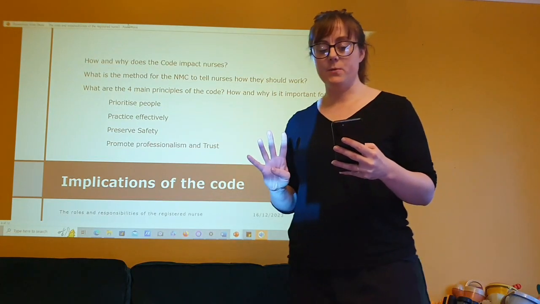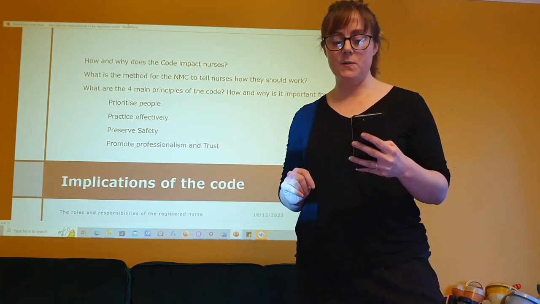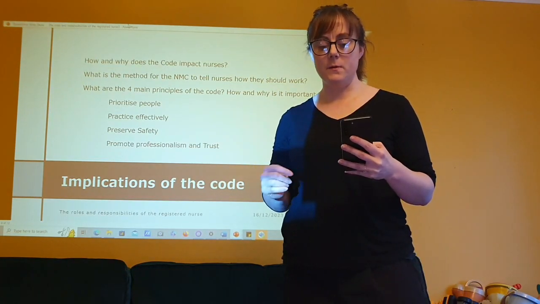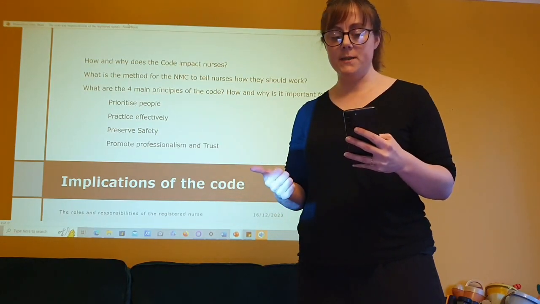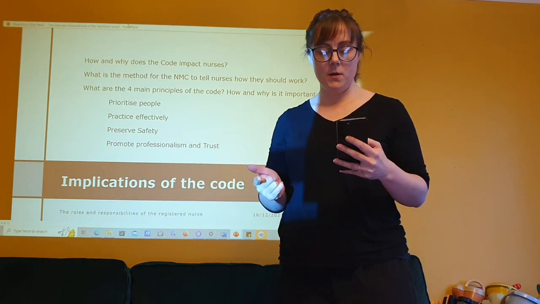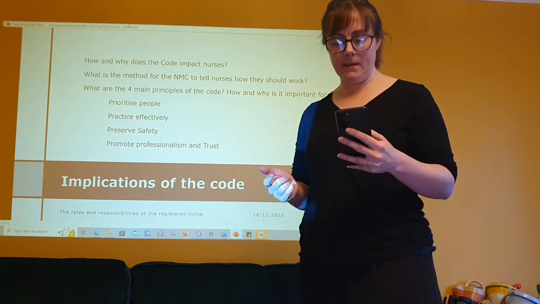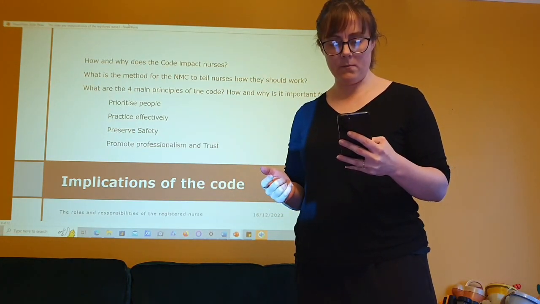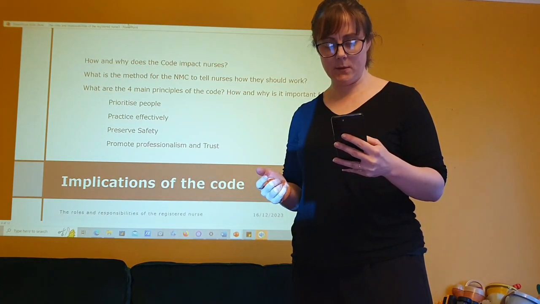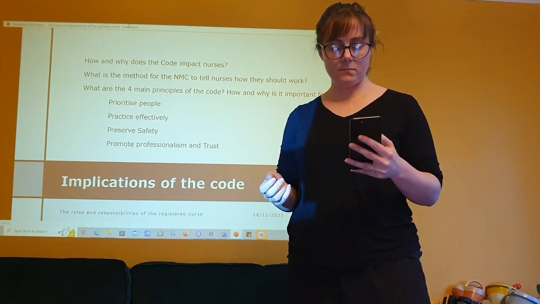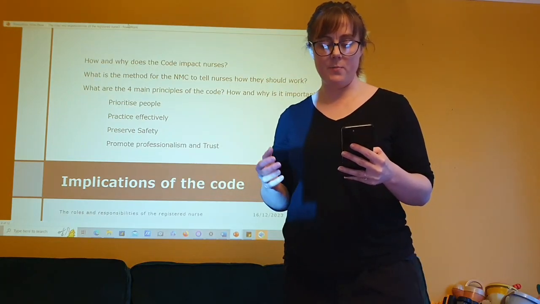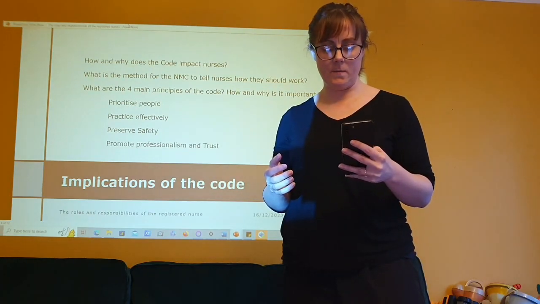There are 4 main principles with specific standards attached to those principles. These have been simplified in the new revised code 2015, and they are: 1. Prioritise people. 2. Practice effectively. 3. Preserve safety. And 4. Promote professionalism and trust.